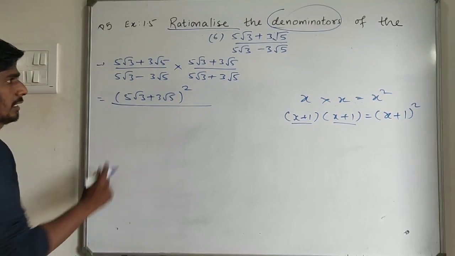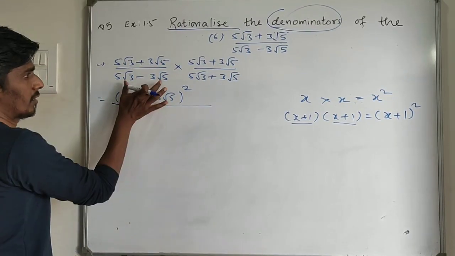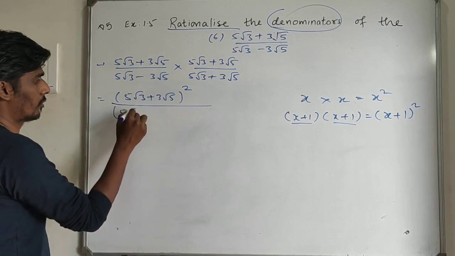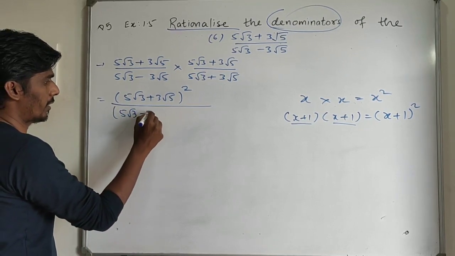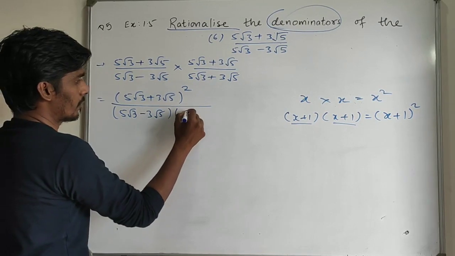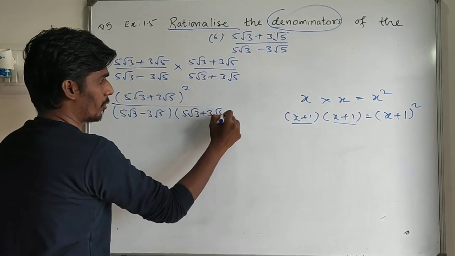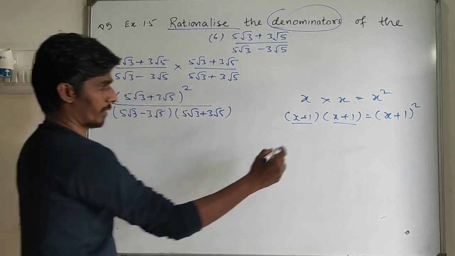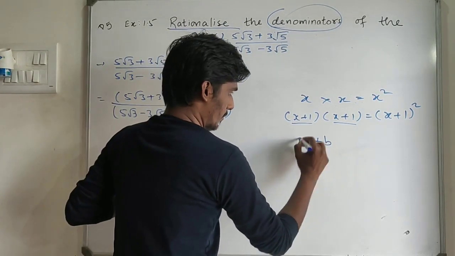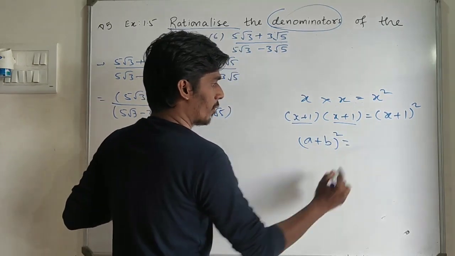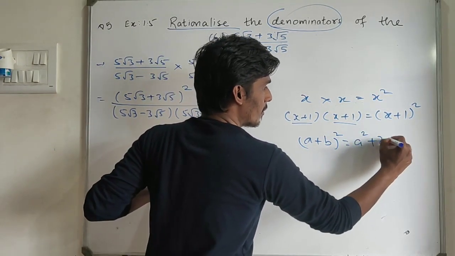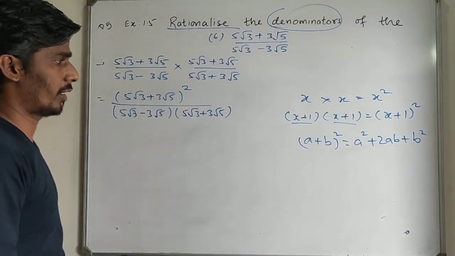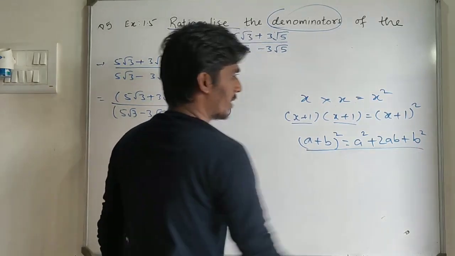But in denominator, it's a square minus b square. This is a plus b, this is a minus b. 5 root 3 minus 3 root 5, 5 root 3 plus 3 root 5. Now we know the expansion, a plus b whole square. What is a plus b whole square? It's a square plus 2ab plus b square. So this is the expansion.